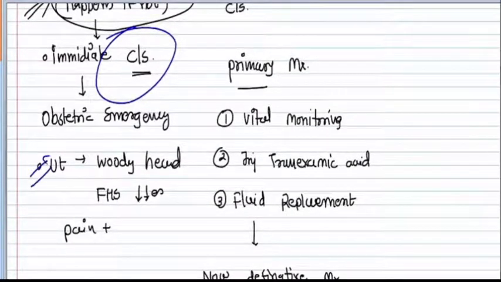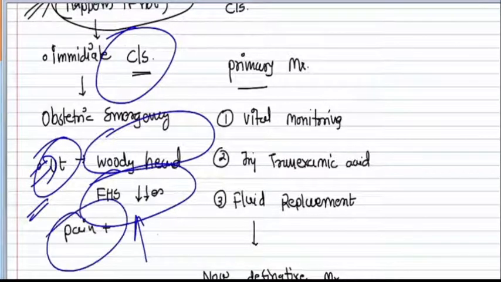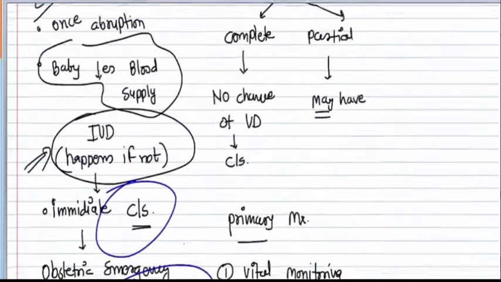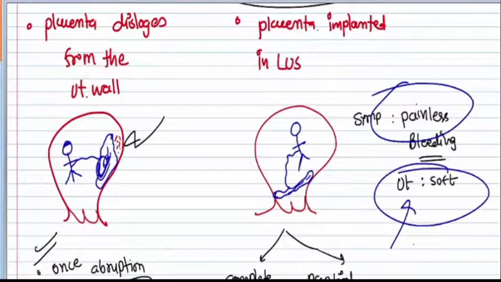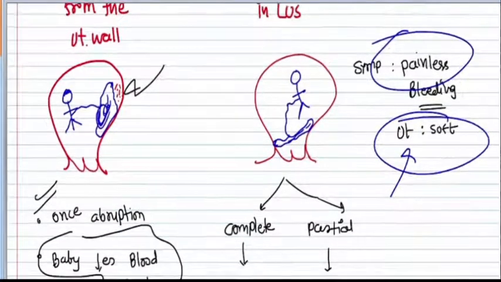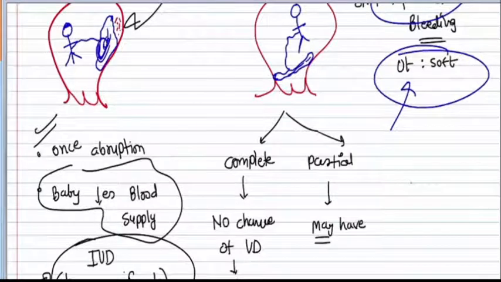Now in this particular case, the uterus is woody hard, the FHS, that means fetal heart sound, is decreased, and abdominal pain is there. In placenta previa, there is painless bleeding, the uterus is soft, and FHS can be heard well if no excessive bleeding has happened.